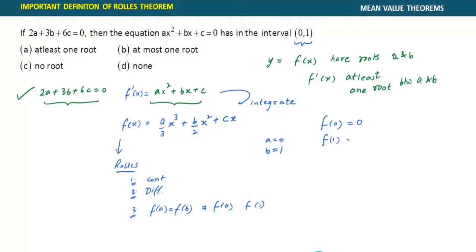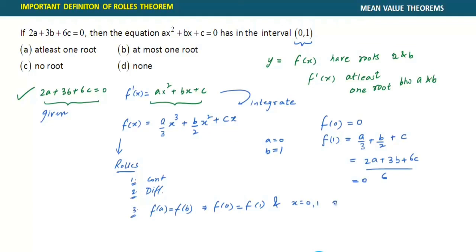What is f(1)? f(1) is nothing but a/3 + b/2 + c. Take the LCM, what you will get? (2a + 3b + 6c)/6. This is why this was given. Now 2a + 3b + 6c is equal to 0, so this implies this is 0. So actually this is equal, and x equal to 0, 1 are roots of f(x).